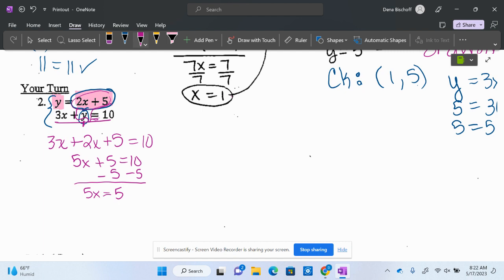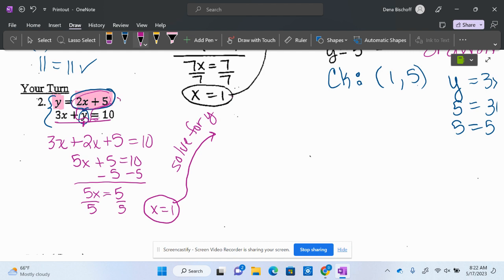Now what? Divide by 5 on both sides. Yes, x equals 1. Good job, you guys. X equals 1. Are we done? No. Now we have to take this and solve for y. We have to figure out what y is.